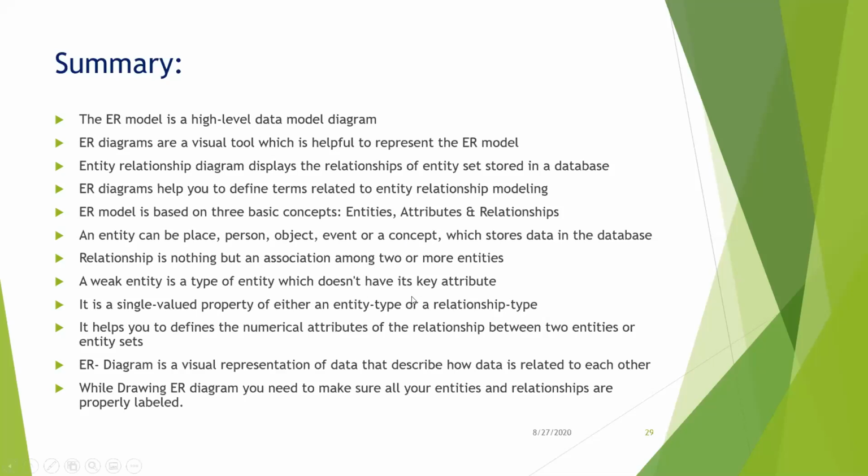But the partial key is only for a weak entity. It is also dependent on the strong entity. An attribute is a single valued property of either an entity type or relationship type. Cardinality defines the numerical attributes of the relationship between two entities or entity sets. So this is the definition of cardinality, and we have to remember the cardinality symbols for one to one, one to many, many to one, and many to many also.